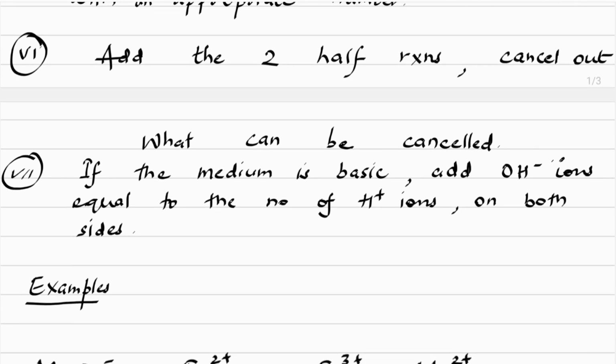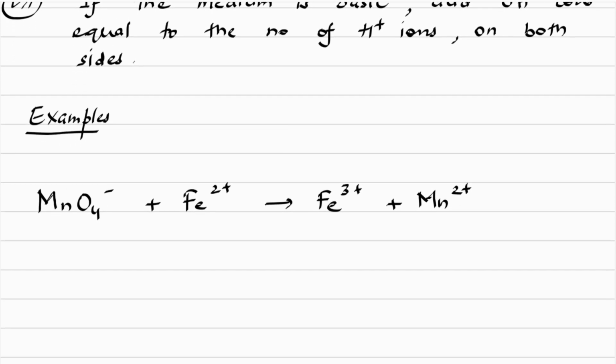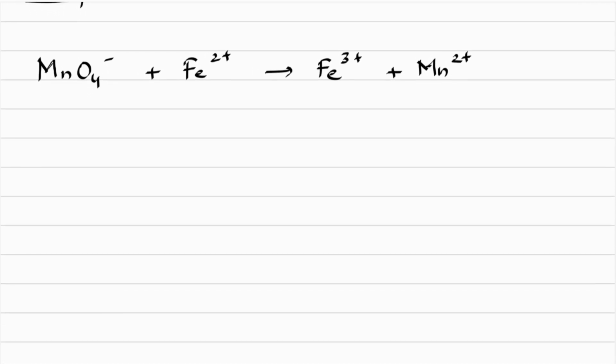Now let's begin with some examples. So this is our first example. Here, permanganate ion combines with ferrous ion to give you ferric ion and manganese 2+ ion. So let's see what the oxidation and reduction half reactions are.